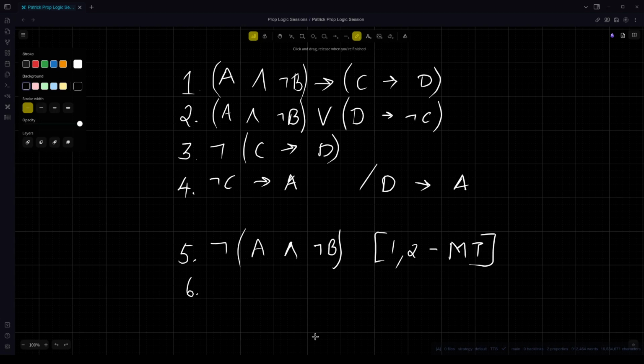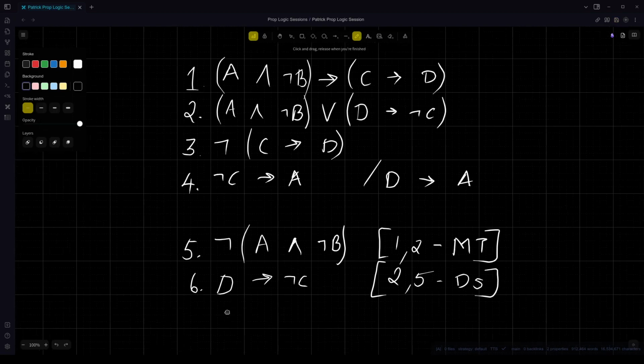I think for 6 we have a disjunctive syllogism. So D implies not C. And then I'm doing this on premise 2 and 5. Okay. Premise 2 and premise 5.